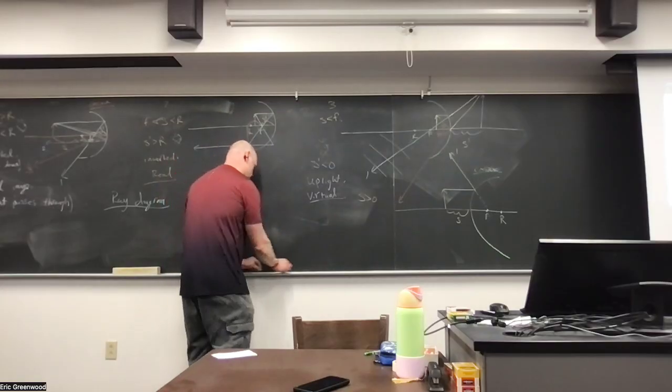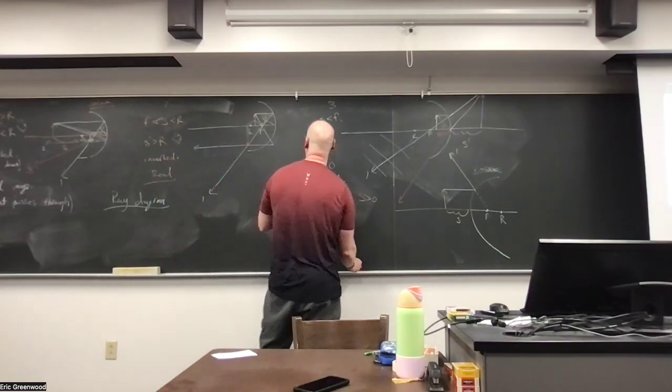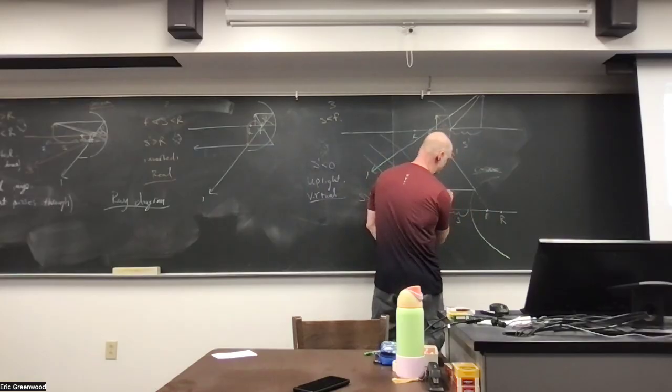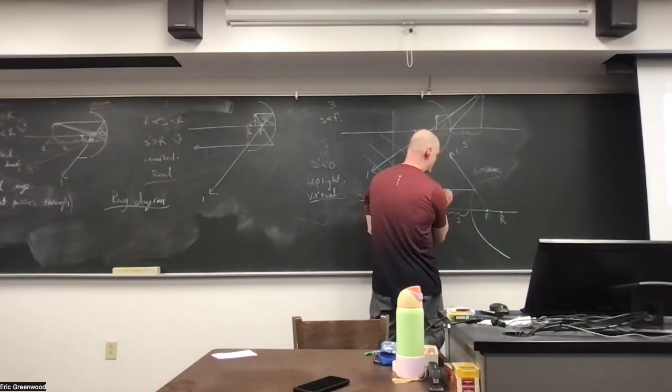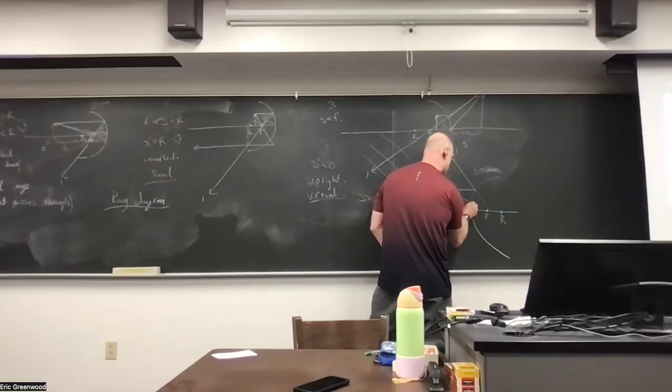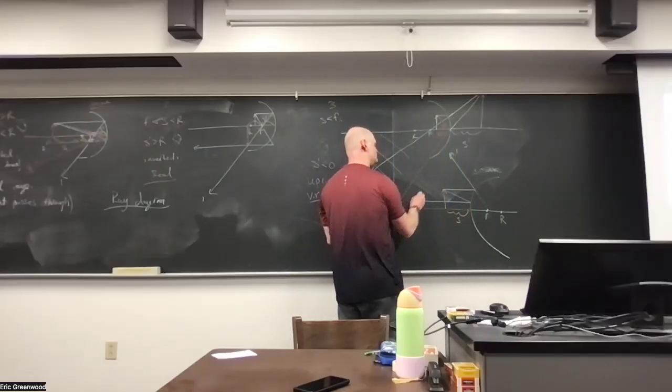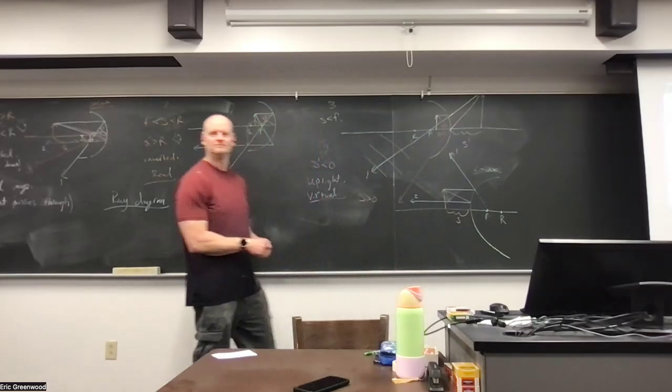Principal ray number 2, as we said before, is going to be the one that tries to go through the focal point here. But by the time it hits the mirror, it has to reflect back parallel to the principal axis. So this is principal ray number 2.